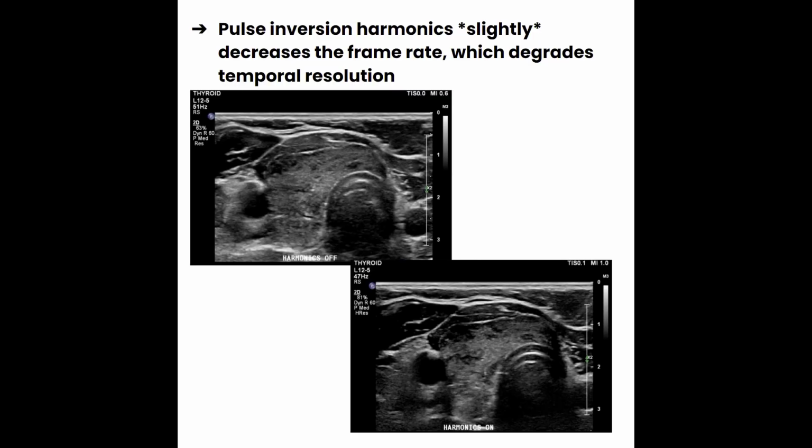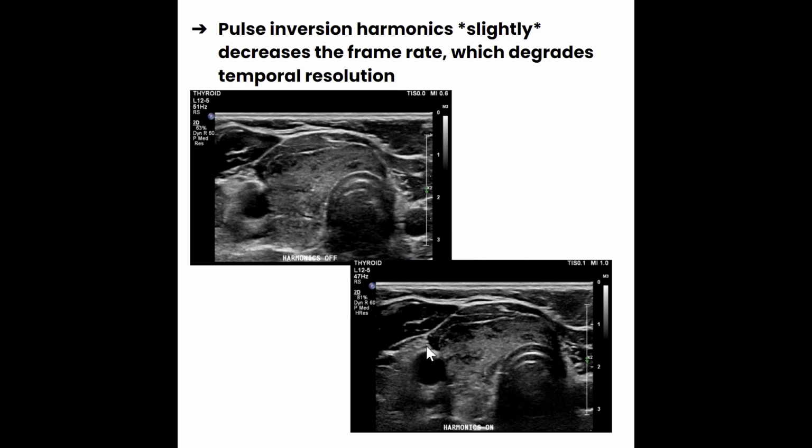So like I said, with those 2 pulses going down every scan line, we do see that pulse inversion harmonics is just going to very slightly decrease the frame rate, which degrades our temporal resolution. And we can see that in our images here. We have no harmonics on in this image, and we do have harmonics on in this image. The frame rate in this one is 51 hertz. The frame rate in this image is 47 hertz. So remember, anything above 30, our eyes kind of see as a movie. So really it's a minimal change, but it's a change nonetheless when harmonics is used.